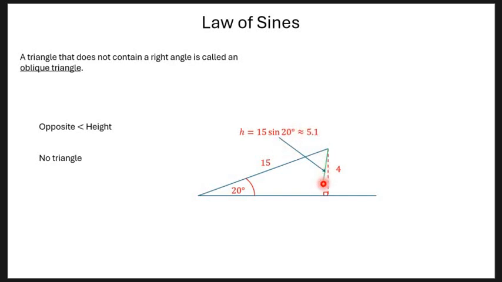If the opposite side is exactly equal to 15 times the sine of 20, which is approximately 5.1, you get a perfect right triangle. But if it's longer than 15 times the sine of 20, for instance, let's say it's 10 units long, then you actually get a triangle here. But you have to be careful, because even though the opposite side is longer than the height, the opposite side is still smaller than the adjacent side.